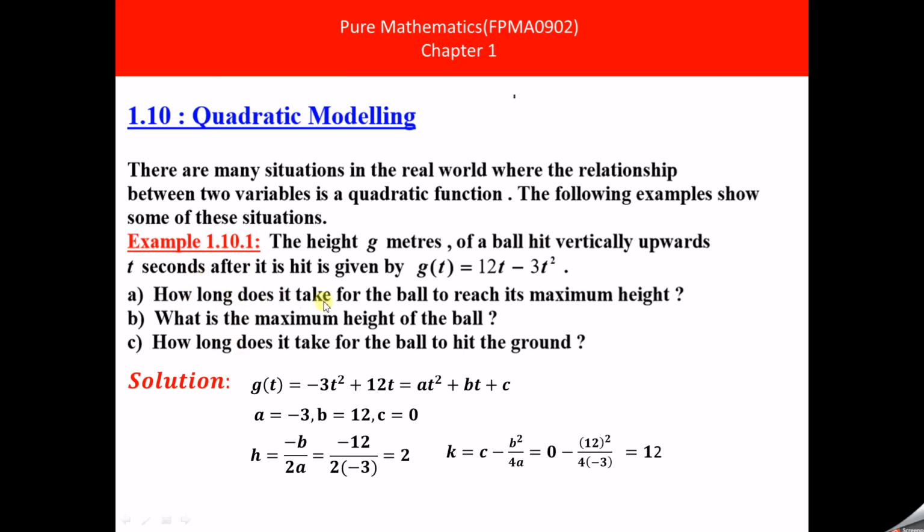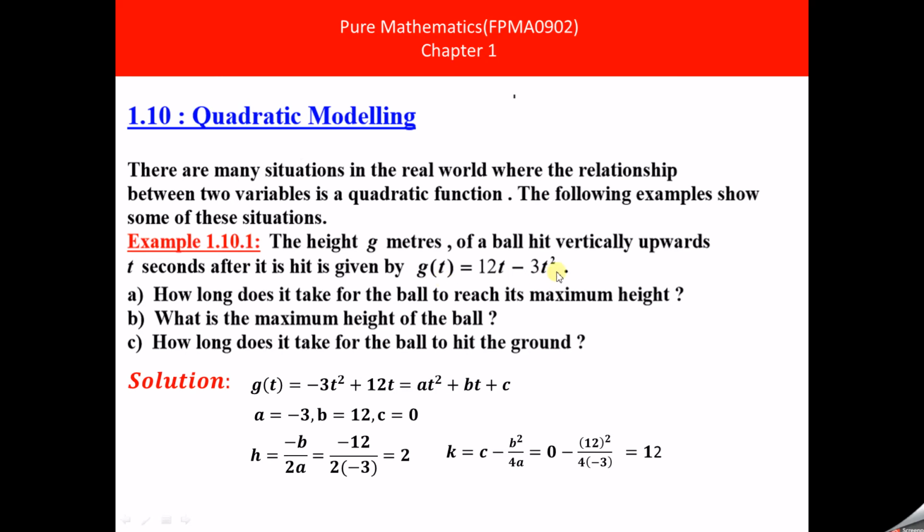How long does it take for the ball to reach its maximum height? What is the maximum height of the ball? And how long does it take for the ball to hit the ground? So what is this g(t) here? G is height, that means g(t) is the height. Height depends on the time t. So t is the independent variable, which is taken on the x-axis, and the image g(t) is taken on the y-axis.